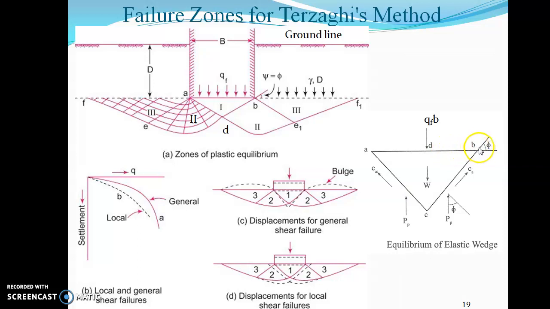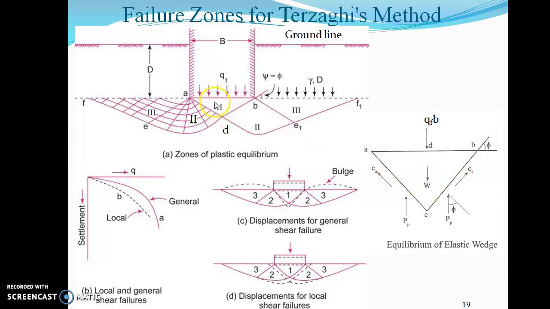Then apart from this, there will be passive pressure acting. This passive pressure is going to be in vertical direction. It's going to make phi with the normal to these planes, AD and BD. PP is going to be making phi with a line which is normal to these inclined planes. These inclined planes are going to make phi with the horizontal. Okay, this is how the analysis is made.